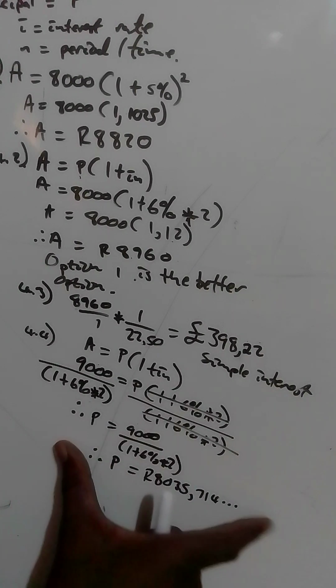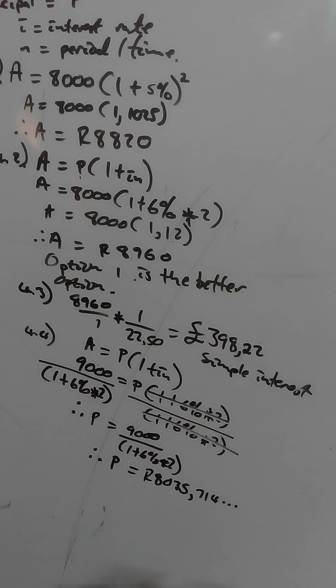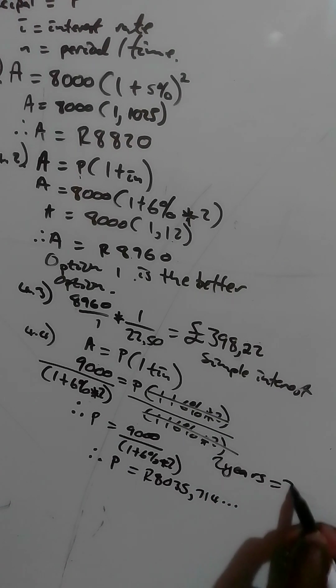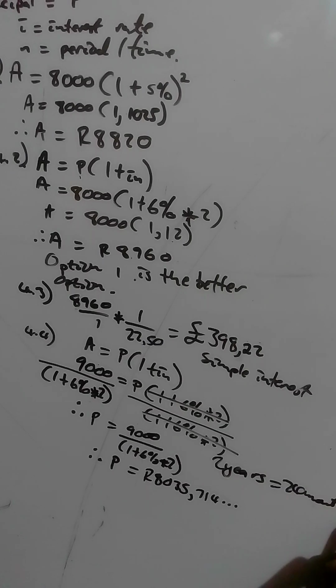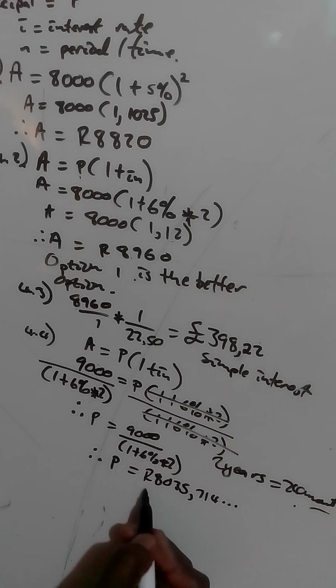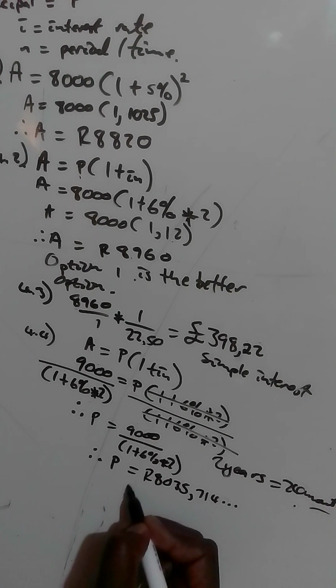Now this is not my final answer. This is the total principal that Amanda would have saved in a period of 2 years. But remember, she had an agreement with the bank that she is not going to pay the 8,035 at once. She is going to be making periodic payments, which are monthly payments. So in 2 years, she has got how many months? 2 years has got 24 months because a year has got 12 months. So Amanda is going to make her payments in what? In 24 months.